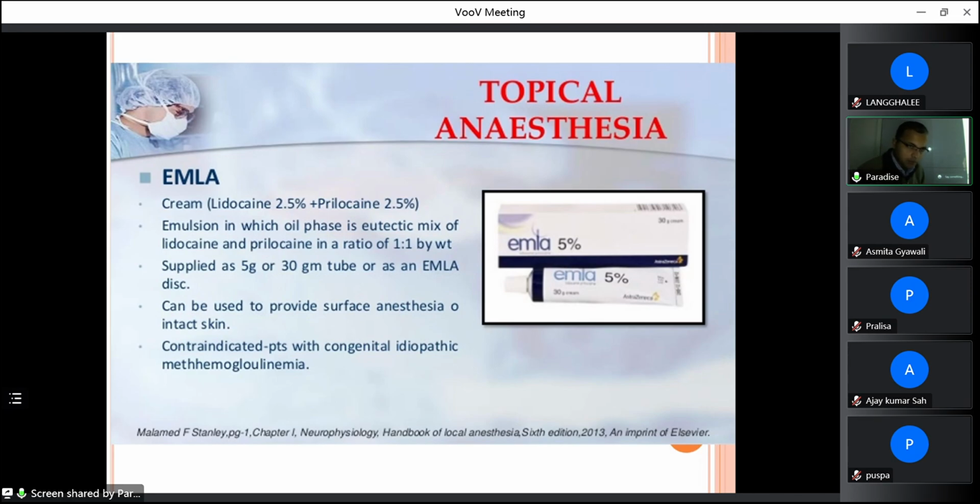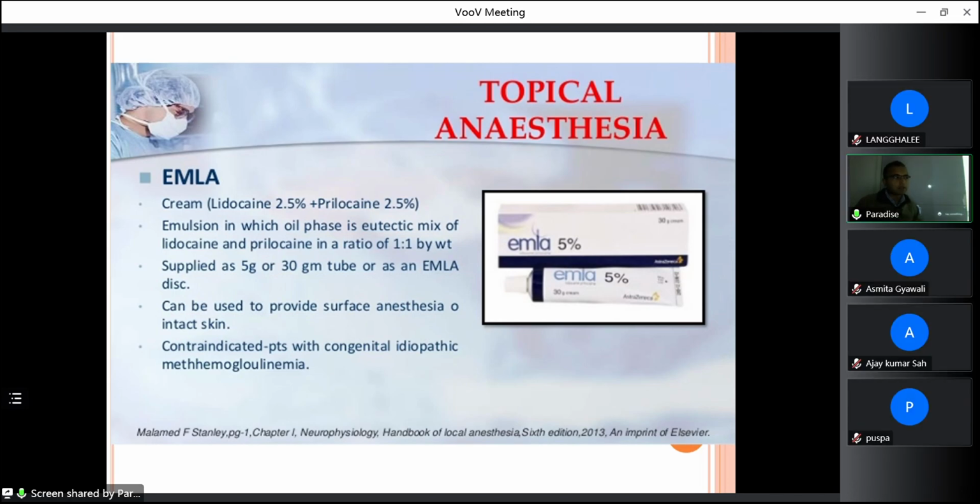The important part in this is the full form of EMLA: eutectic mixture of local anesthesia. It is a combination of lidocaine and prilocaine in the ratio of 1:1. It contains 2.5% lidocaine as well as prilocaine 2.5%. And the unique feature of this EMLA is it can be applied even in case of intact skin. You can directly apply over the skin and it has its effect over the deeper tissue.